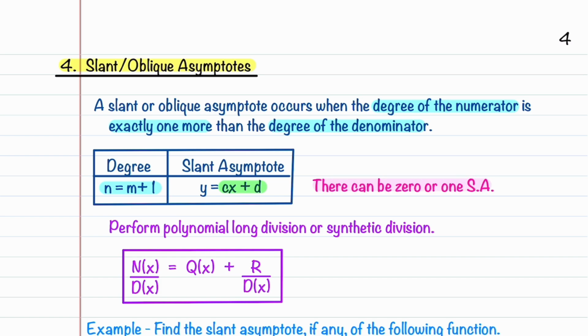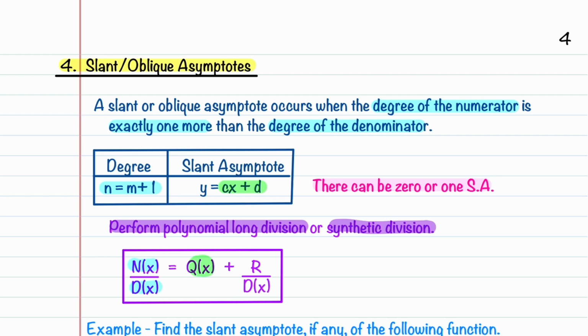You can't have 2. When you're working with a rational function and you want to find its slant or oblique asymptote, what you have to do is perform polynomial long division or synthetic division. I know this is a hard topic, and I have a video on this if you need to review that. When you divide two polynomials, such as n of x divided by d of x, and you do polynomial long division, what you end up with is q of x, which is your quotient, plus a remainder divided by d of x.